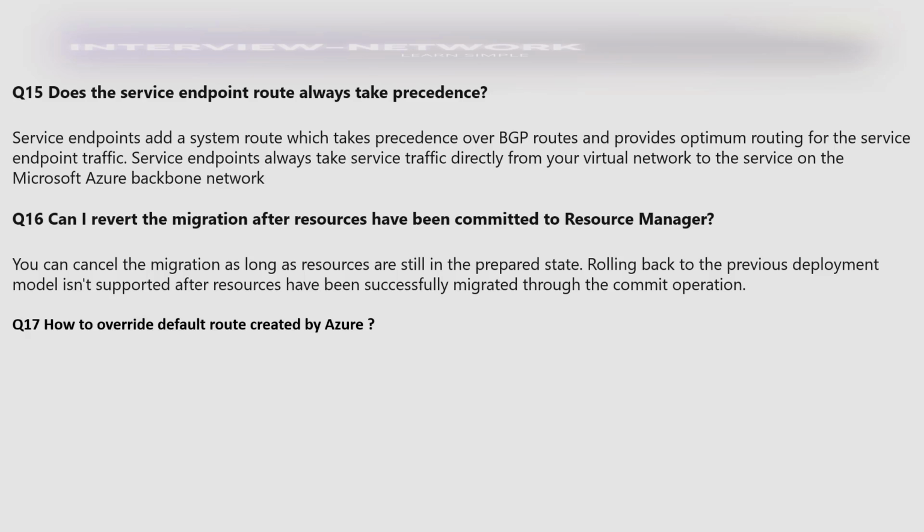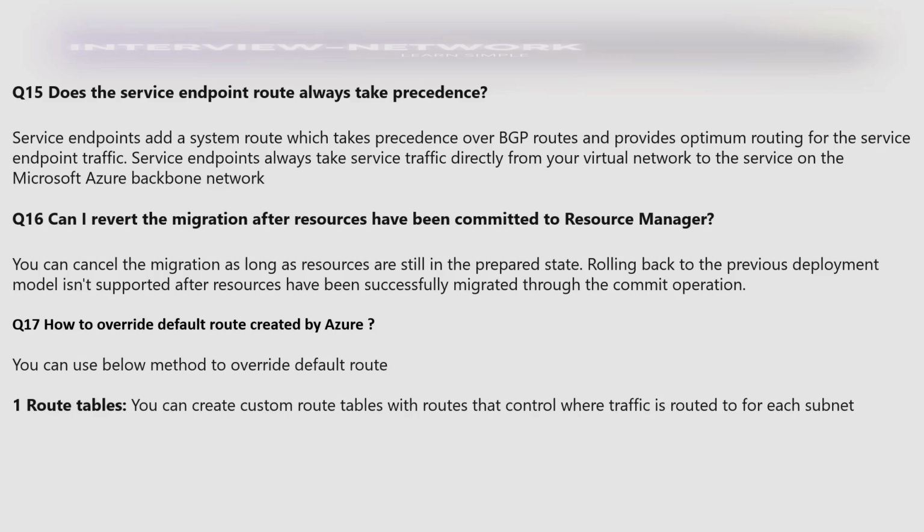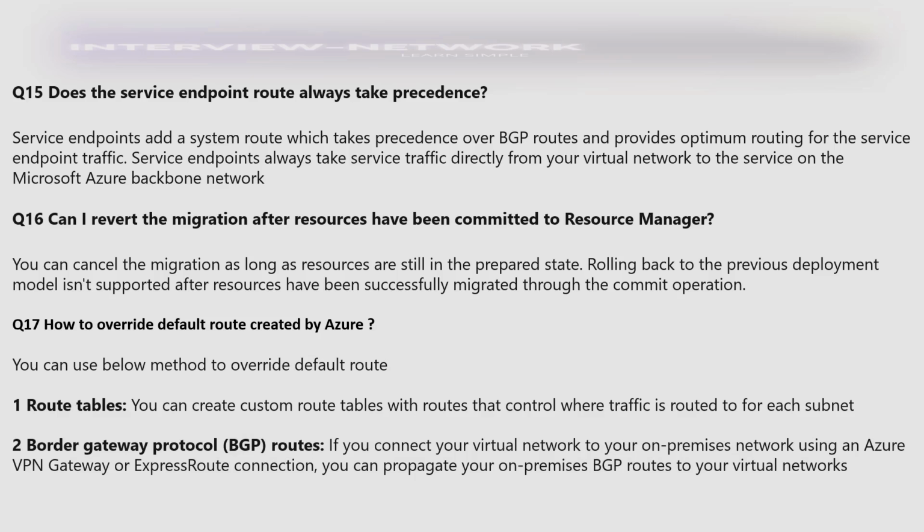How to override the default route created by Azure? You can use the below methods to override the default route. Route tables: you can create a custom route table with routes that control where traffic is routed to for each subnet. And BGP: you can connect your virtual network to your on-premises network using an Azure VPN gateway or ExpressRoute connection. You can propagate your on-premises BGP routes to your virtual networks.